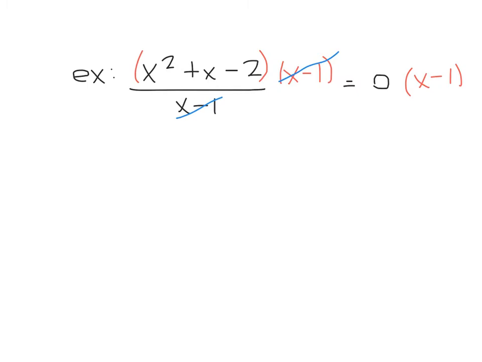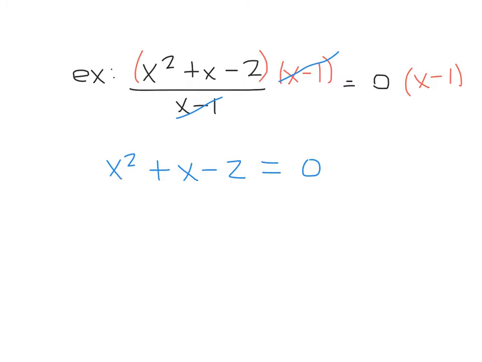Okay, so on the left, we're going to be left with just x squared plus x minus 2. And on the right side, we have 0 times x minus 1. Anything times 0 is equal to 0. We have gotten rid of the denominator, and we just have a quadratic equation now. We can use our methods of solving quadratics to come up with the values of x that solve this equation.